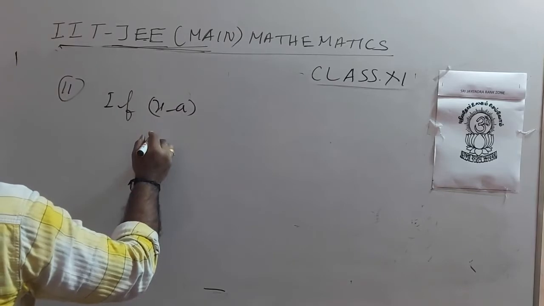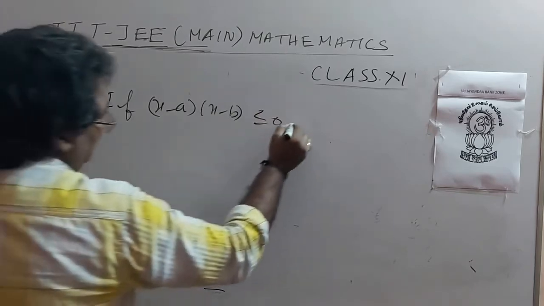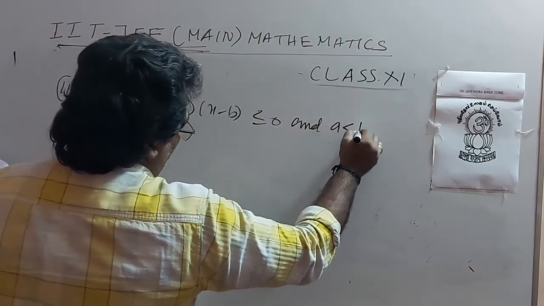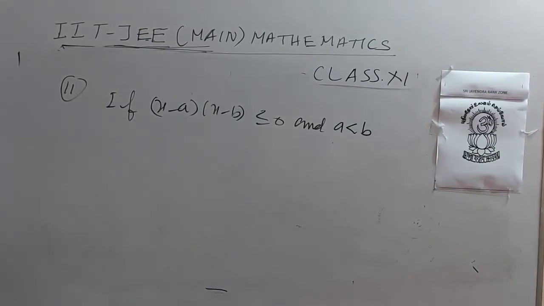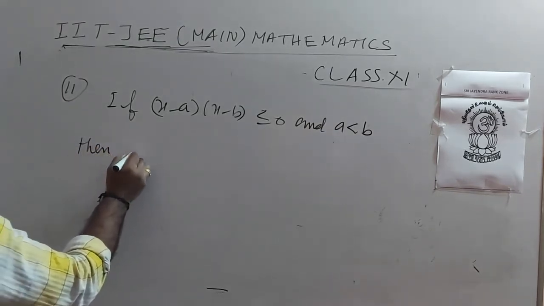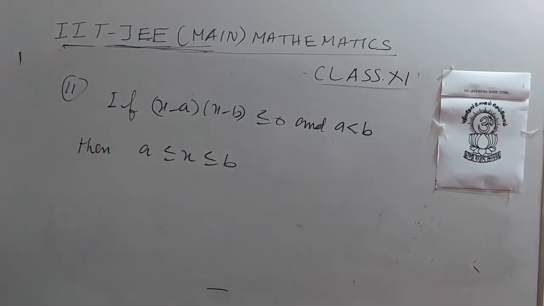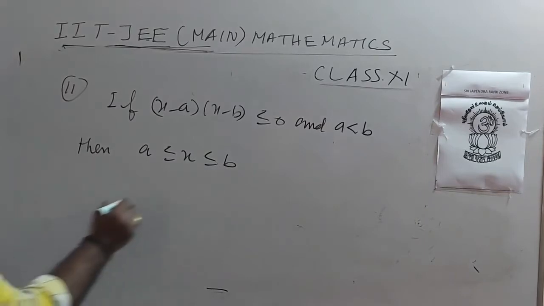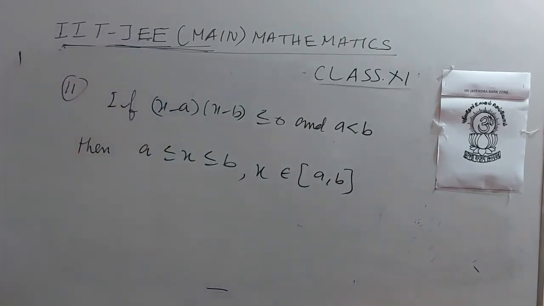If x minus a into x minus b is less than or equal to 0 and a less than b, then a is less than or equal to x less than or equal to b. That is, x belongs to the closed interval a comma b.